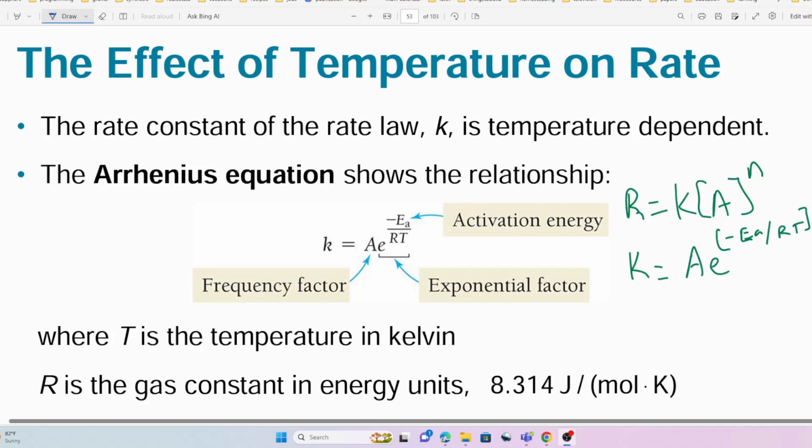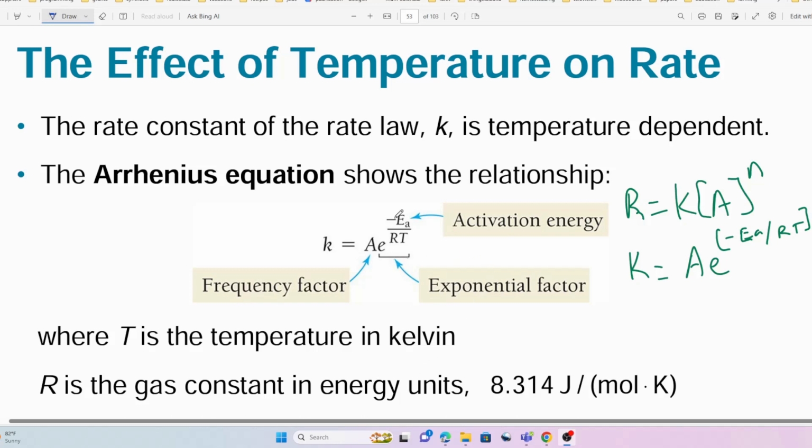To this point, we've only examined rate equations that were independent of temperature. And that's because all of the reactions that we observed thus far in this chapter have occurred at a constant temperature. Next, we'll examine the effect of temperature on rate.